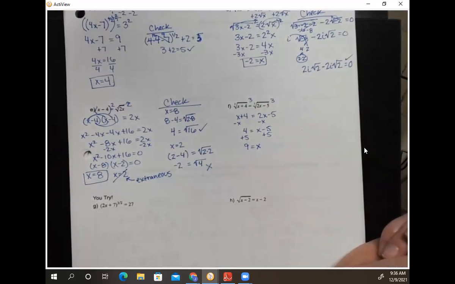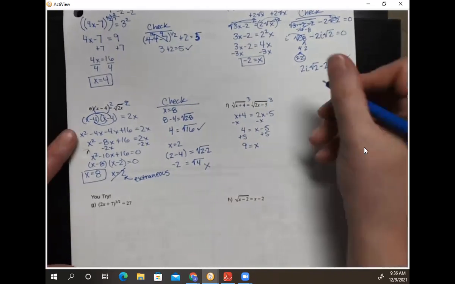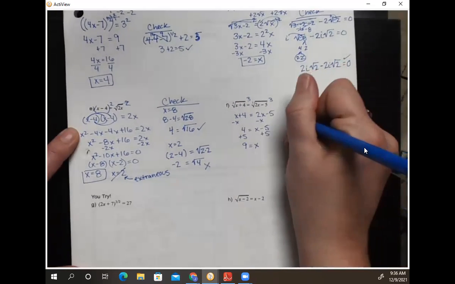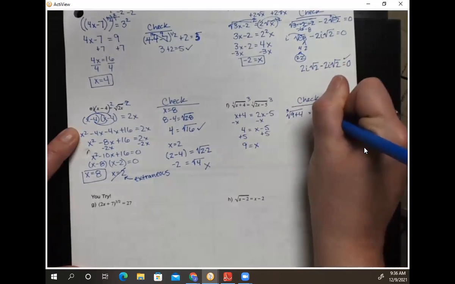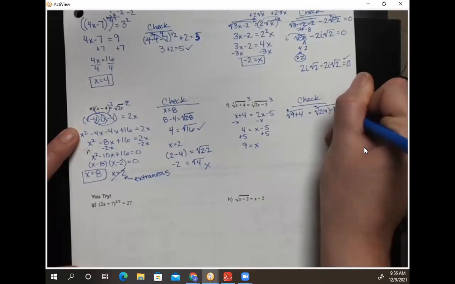Again, I want to check my solution. You can check this on the graph if you want. Graph this side, graph the other side. I'm going to check it algebraically by plugging in 9 for x. So I'd have the cube root of 9 plus 4 equals the cube root of 2 times 9 minus 5.